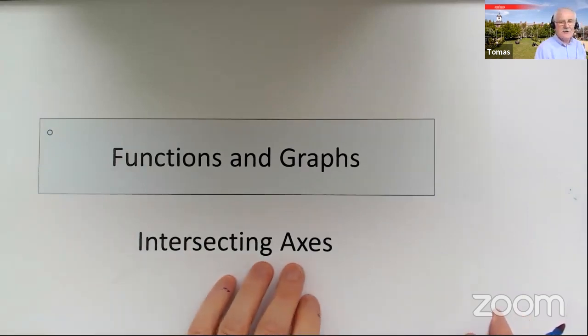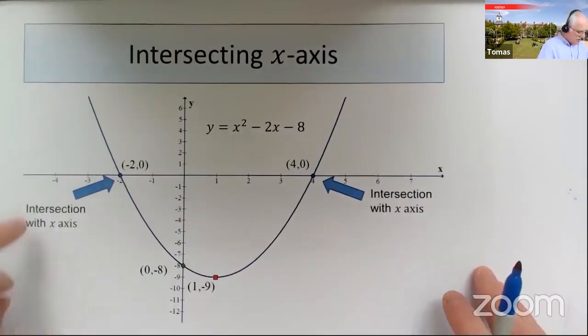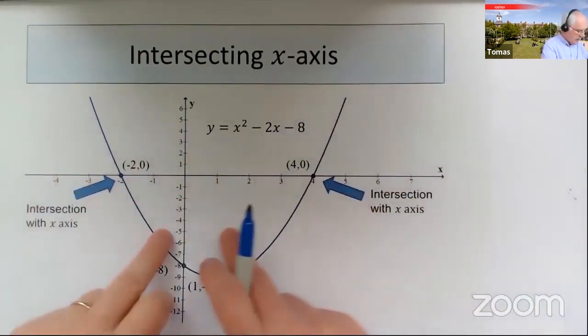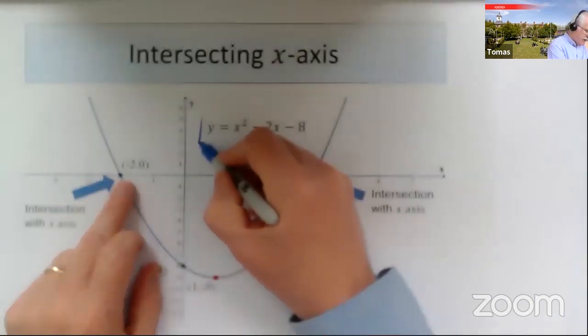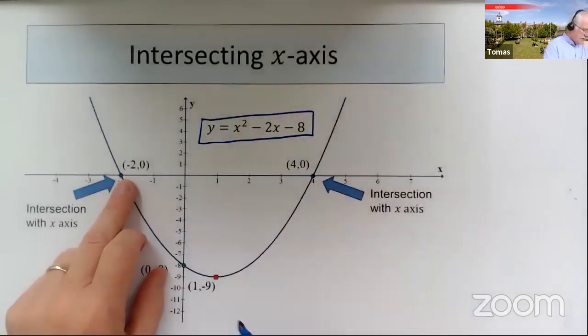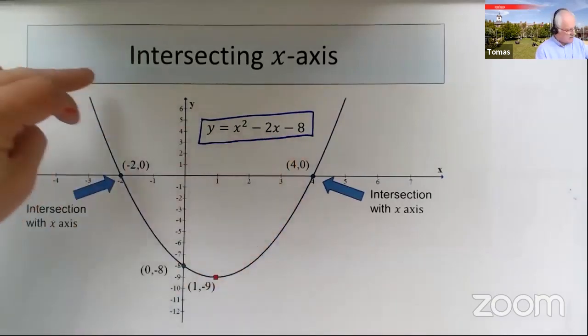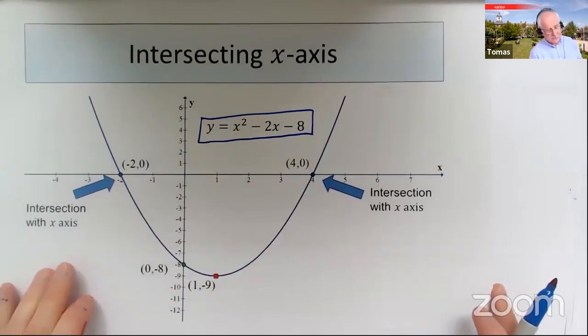It's called intersecting axes. Can you figure out, when you get a graph, where does it actually intersect with the x-axis? What are these values? Let's say they weren't given to you. How would you find out where that function, x squared minus 2x minus 8, the blue function, crossed the x-axis? How do you do that?